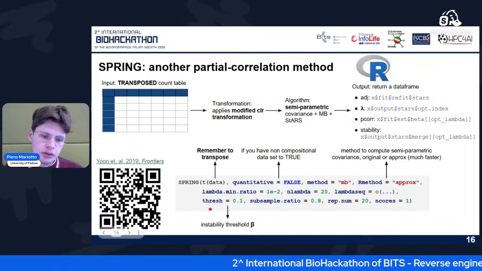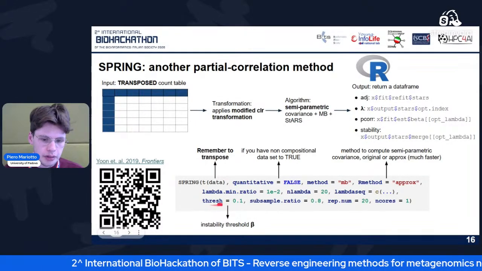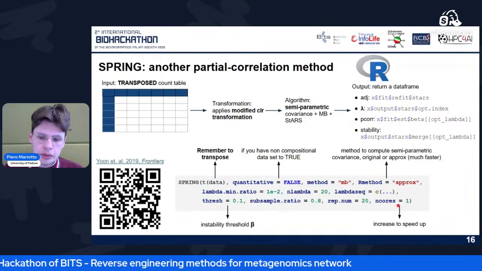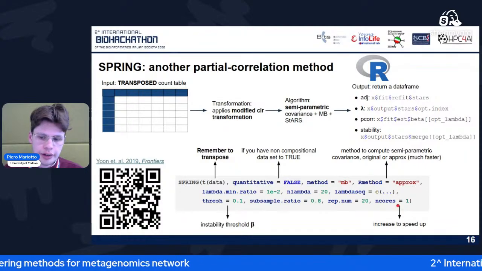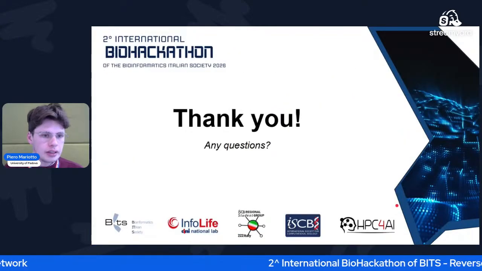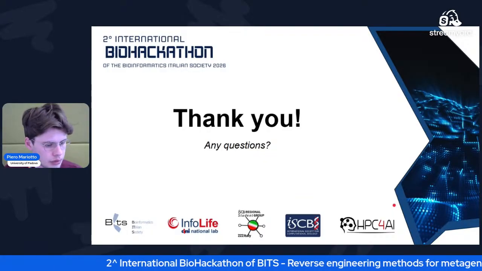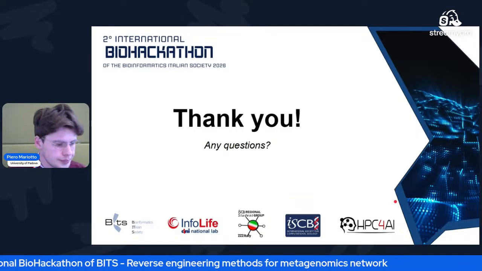Then SPRING also allows you to set the instability threshold parameter, which is called thresh. And it also allows you to increase the number of cores used in the computation, so you can increase this if you want to speed up your computation. And that was it. Thank you very much for your attention. If you have any questions, please feel free to drop them in the chat.